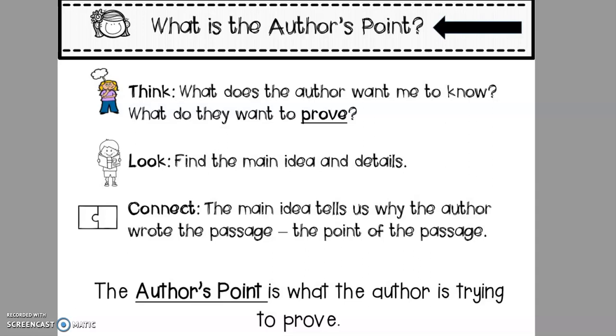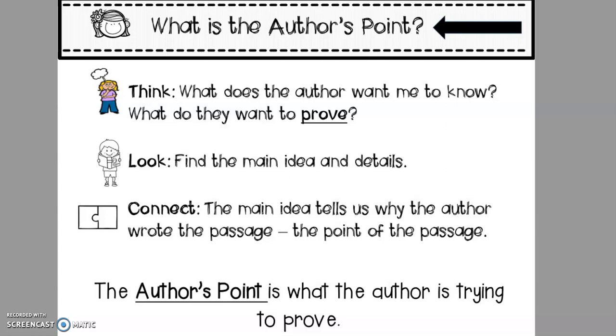Hi first graders, we're back with another mini lesson today, and our focus today is going to be finding the author's point. In order to find the author's point, we're going to have to remember how to find the main idea and the key details. So let's think back. When we're finding the main idea, we're asking ourselves, what is this text or passage mostly about? That's the question we're asking while we're reading and after we read.